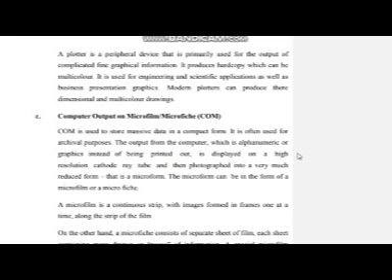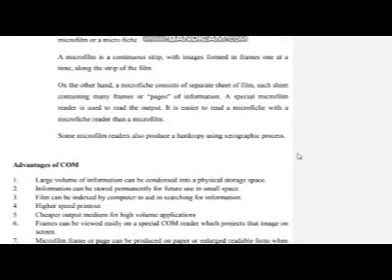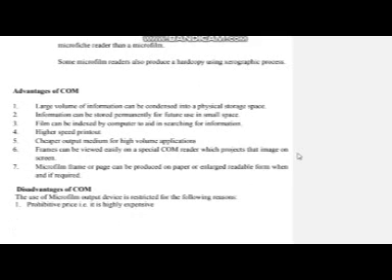So, advantages of the COM, I'll just mention two. Large volumes of information can be condensed into a small physical storage space. Information can be stored permanently for future use in a small space. You can write the other advantages down. And the disadvantages: the use of microfilm output devices is restricted for the following reasons. Prohibitive price: it is highly expensive. There is restricted access to information since it is not readable to the naked eye. It requires highly trained, skilled personnel to handle.